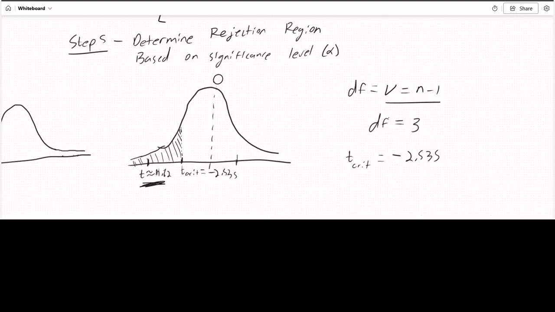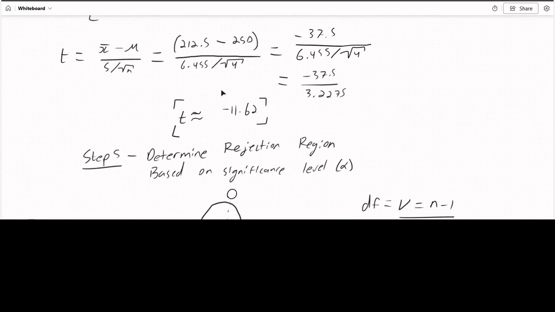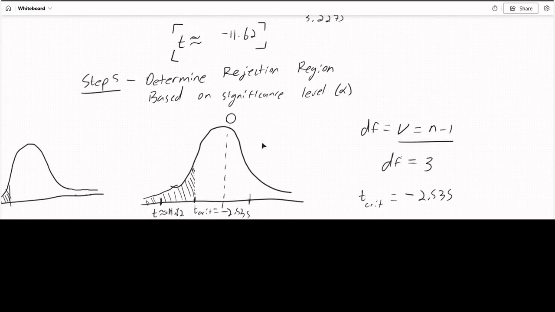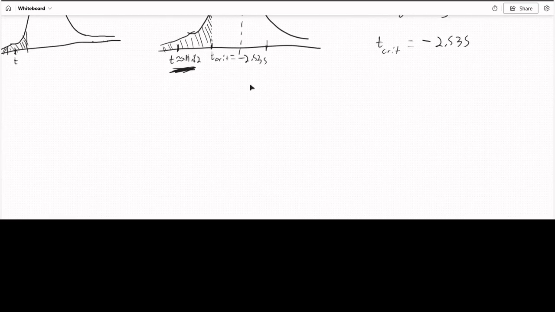But wait, this is the value we just found, negative 11.62. Okay, that is well within our rejection region, which is super exciting for the zombie apocalypse. So because our t-value that we calculated from our experiment, right here, lies well within the rejection region, we can reject the null hypothesis. And so we can write that as step 6, our last step, which is interpretation.